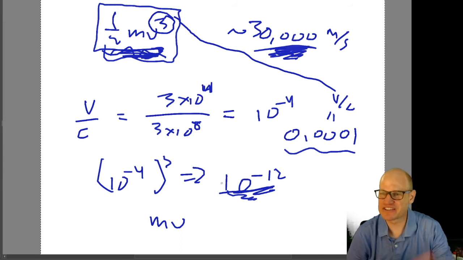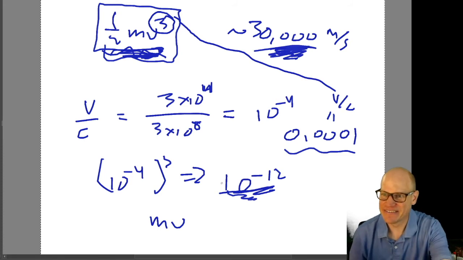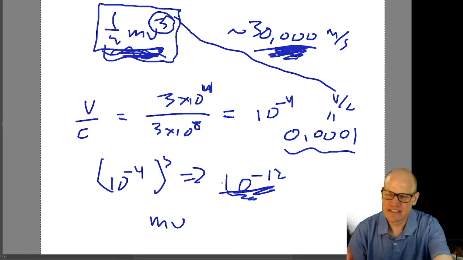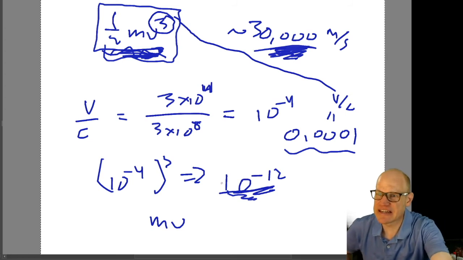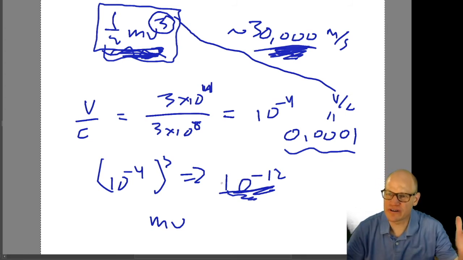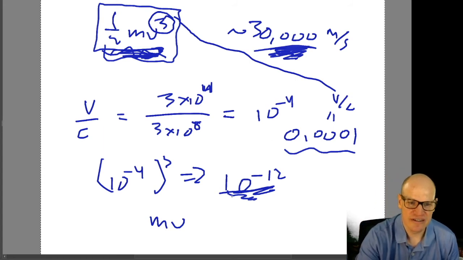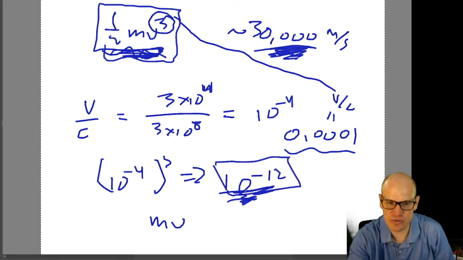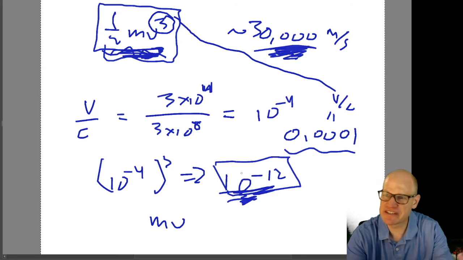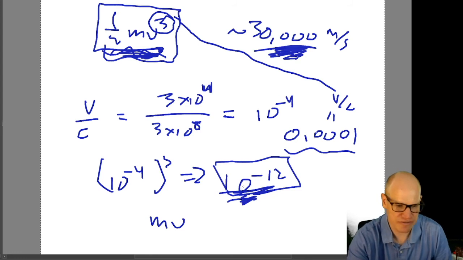Unless, well, our clocks measure things to the nanosecond, right? A nanosecond is 10 to the minus 9 seconds. So our clocks are measuring things to the nanosecond with the GPS satellites. This is 10 to the minus 12. It's 1,000 times smaller than the precision of a typical clock. Now, it might accumulate over long periods of time, but still, this is the 12th decimal place. So we can basically ignore it and not worry about it. There are other things that come into most physical systems that are bigger than 10 to the minus 12.